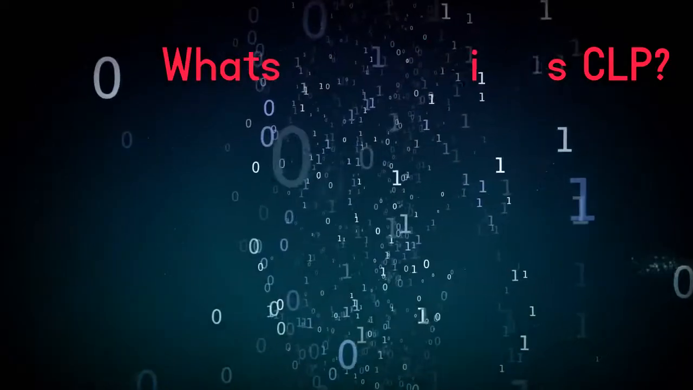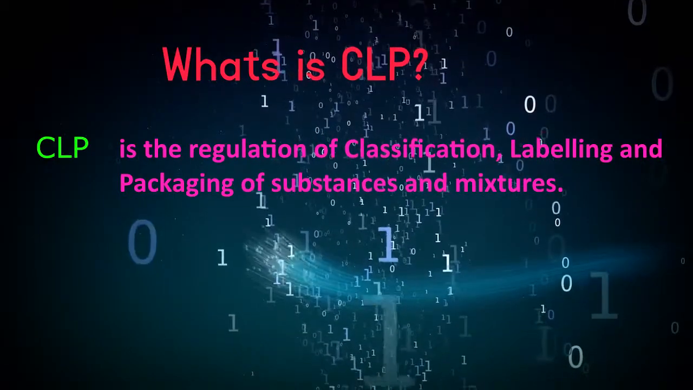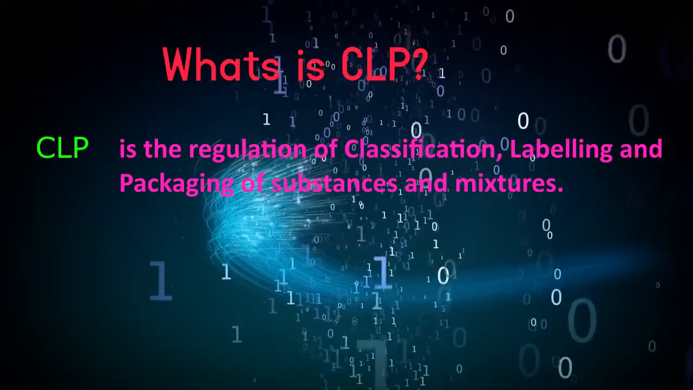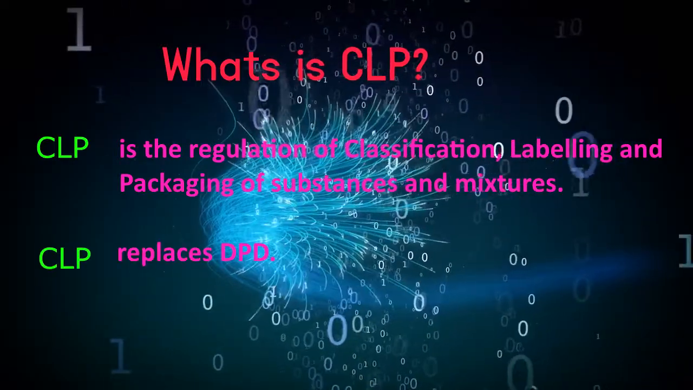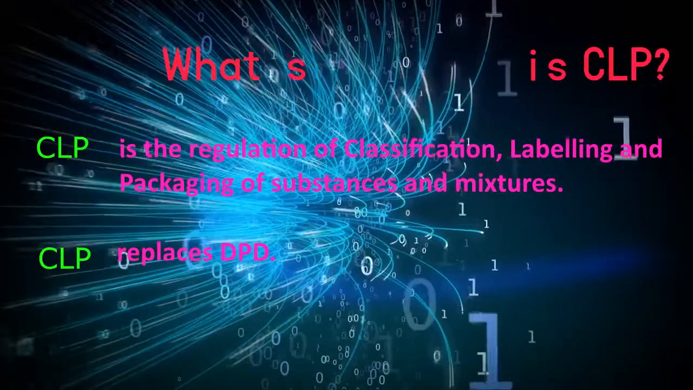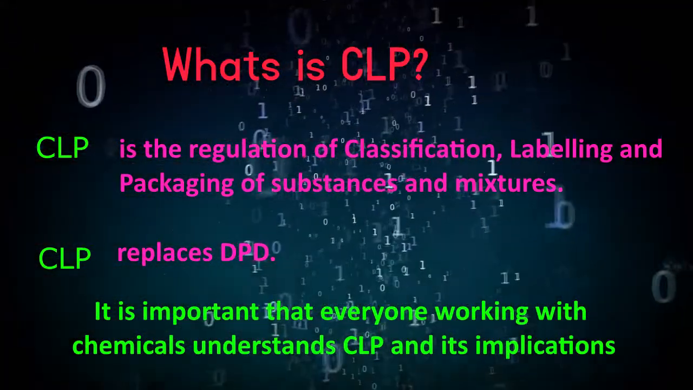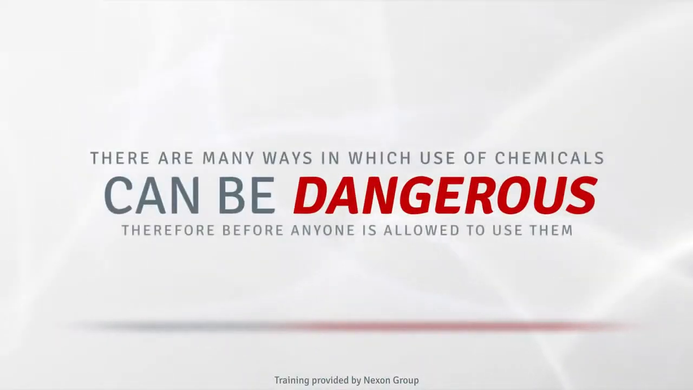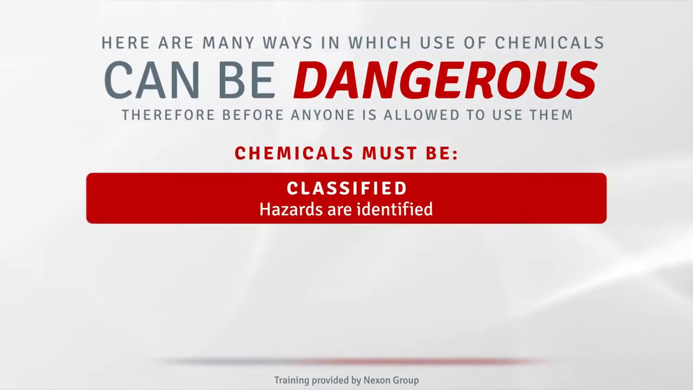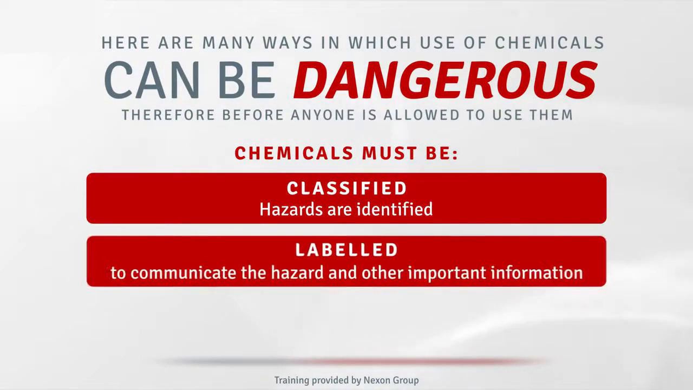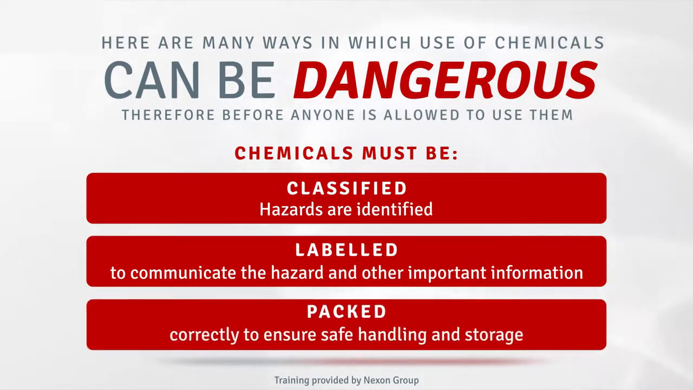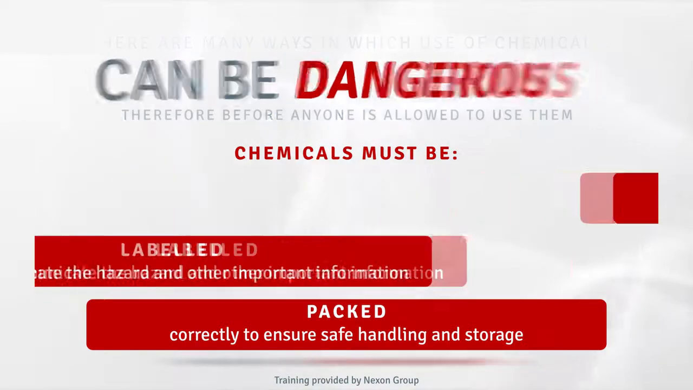What is CLP? CLP is the regulation of classification, labeling and packaging of substances and mixtures. CLP replaces DPD or Dangerous Products Directive. It is important that anyone using chemicals understands CLP and its implications. There are many ways in which chemicals can become dangerous in use, therefore before anyone is allowed to use them, chemicals must be classified, identify the hazards, labelled to communicate the hazards and any other important information, packed correctly to ensure safe handling and storage.